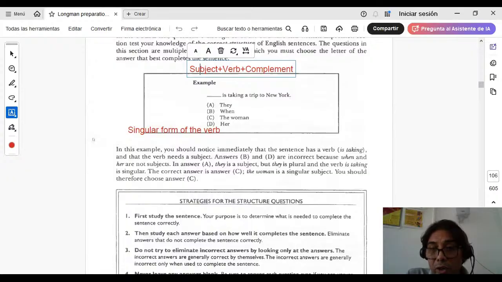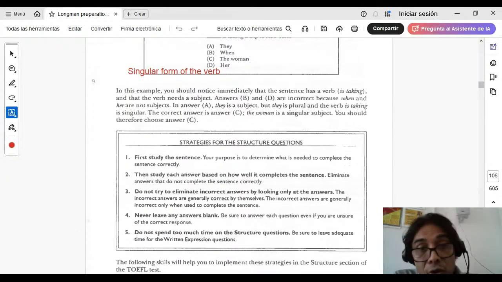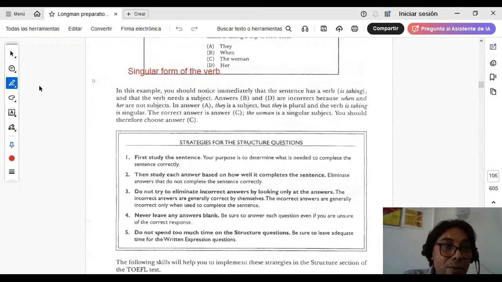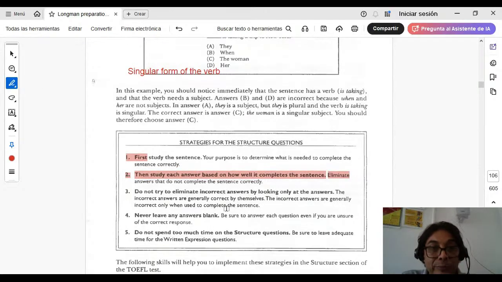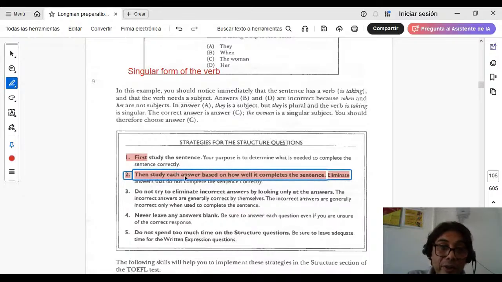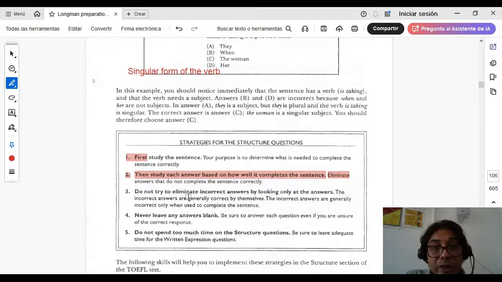All right. So, what are the strategies for the previously mentioned? It says strategies for the structured questions. One, first study the sentence. Your objective is to determine what is needed, what is necessary, what's missing in order to complete the sentence correctly. Two, then study each answer based on how well it completes the sentence and eliminate answers that do not complete the sentence correctly. As I was explaining, they is plural. You know that your objective is to find a singular noun that could be used as your singular subject. So you eliminate answers that do not complete the sentence correctly.